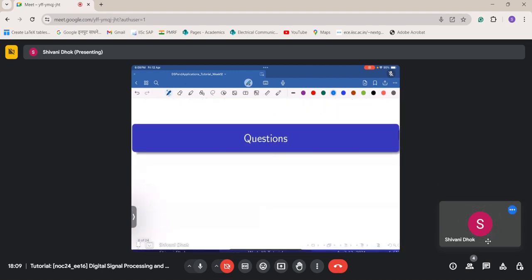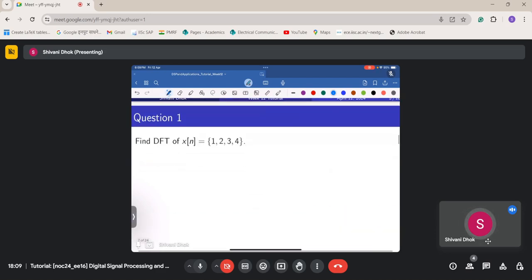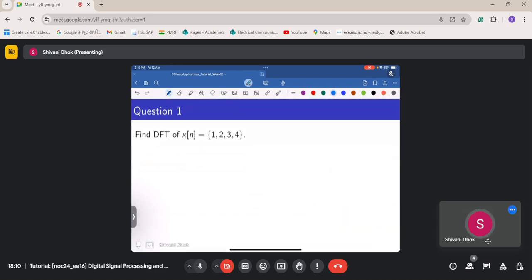Okay. So let me just quickly move on to the very first question. Let's start with a very simple question that I have to cover today. We just need to figure out the DFT of this given sequence, and let's say that this starts from n equal to 0. So this point here, that is 1, is at n equal to 0. So x of 0 is 1.